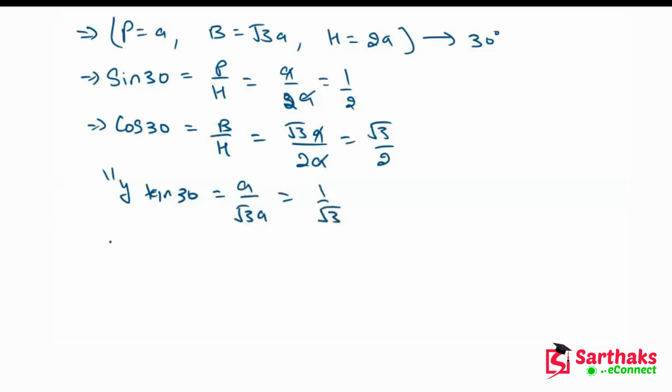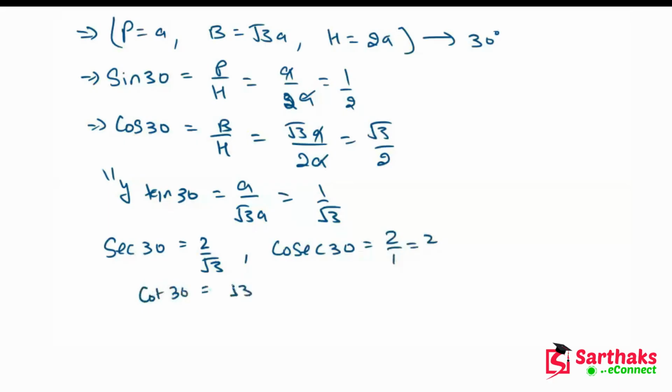Okay. And what is sec 30, which is inverse of cos 30, means 2 upon root 3. What is cosec 30, which is inverse of sin 30, means 2 upon 1, which is 2. And what is cot 30, which is inverse of tan 30, means root 3. So this is the method to find these values.